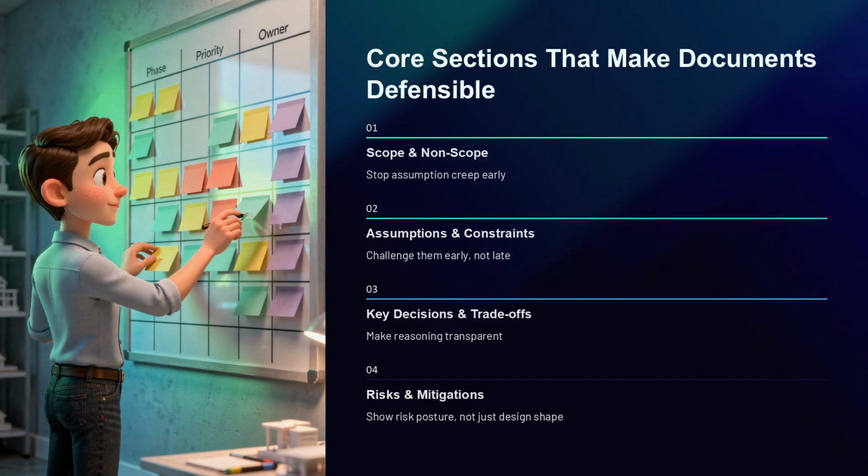With the audiences in mind, you now include the core content that makes architecture documents hold up under pressure. You define scope and non-scope so people stop assuming the document promises everything. You include assumptions and constraints so stakeholders can challenge them early rather than discovering them late. You document key decisions and trade-offs so the reasoning is transparent. You define risks and mitigations so leadership understands the risk posture, not just the design shape.